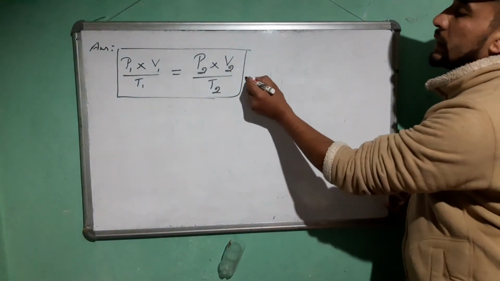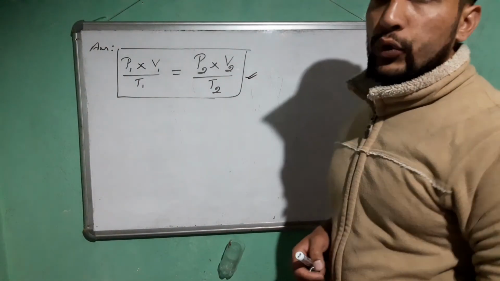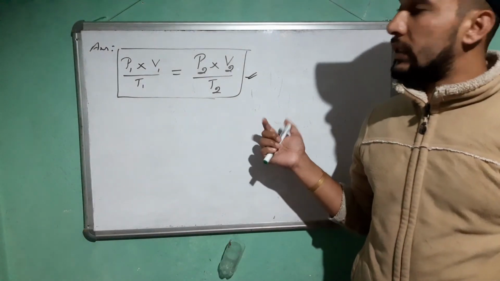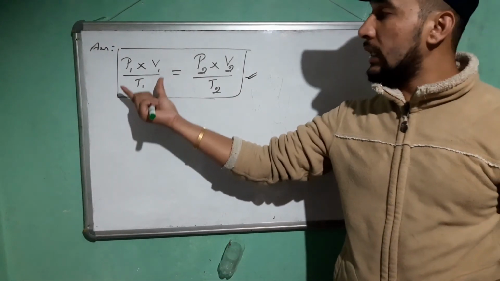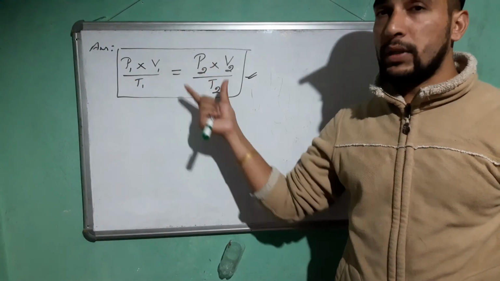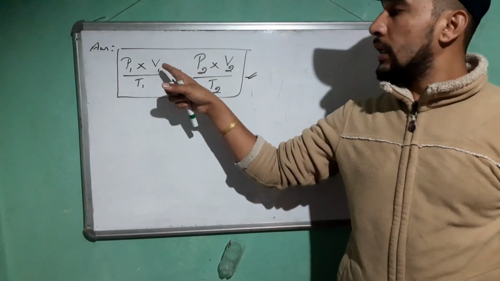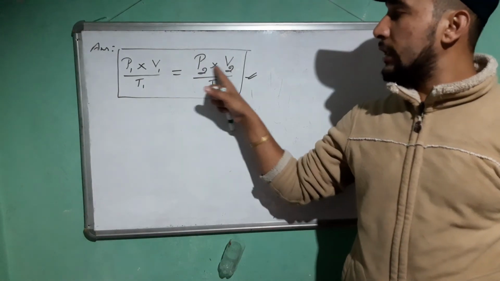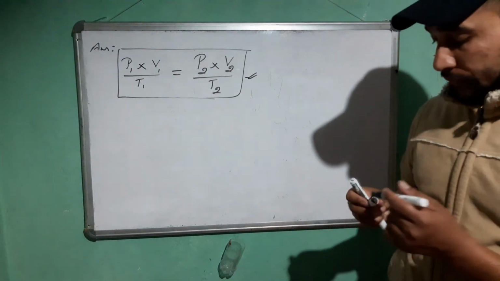Using this relation, we have to do some numericals. It is there in your syllabus. Derivation of this is not there, so you need not derive this relation. Just remember this: P1 V1 upon T1 is equal to P2 V2 upon T2.